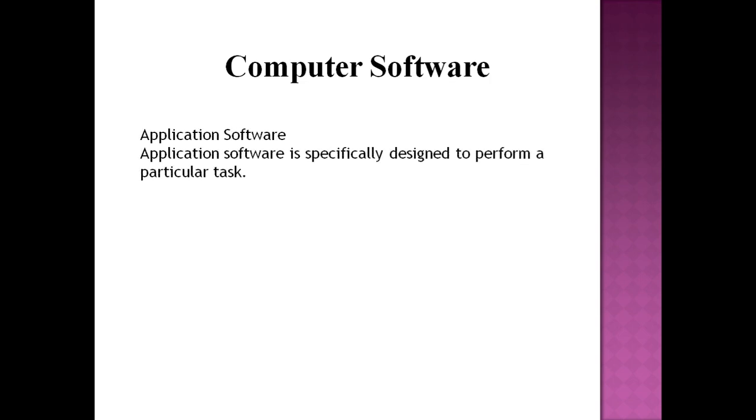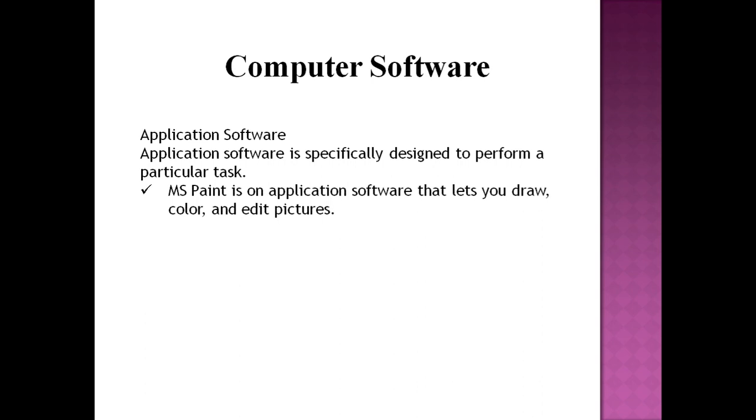Coming to the second category of computer software, that is application software. What do you mean by application software? Application software is specifically designed to perform a particular task. So you can perform a particular task using the application software. An application refers to a program or a group of programs which is specifically designed for an end user. What do you mean by end user? An end user can be a person for whom a software or device is particularly designed.